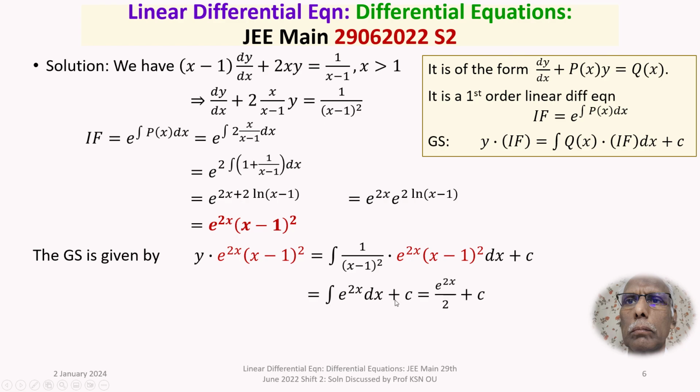Right, this is the integral. So the integral of e power 2x is e power 2x by 2 plus c. So the general solution that we got, y is a function of x, therefore we have written it as y of x into e power 2x into (x minus 1) whole square is equal to e power 2x by 2 plus c, where c is to be evaluated with the given initial condition. That we will do in the next slide.